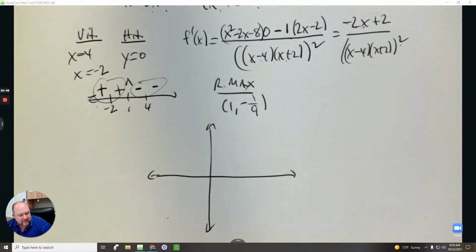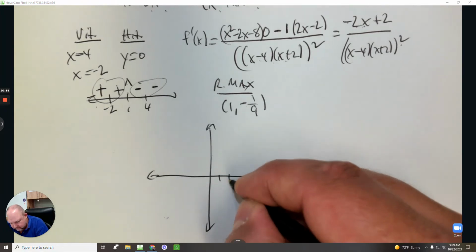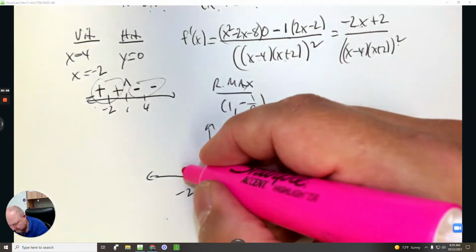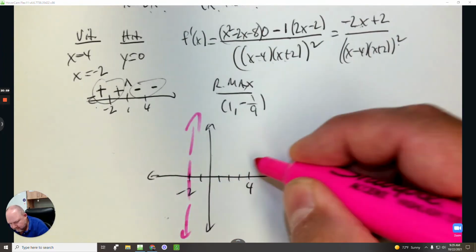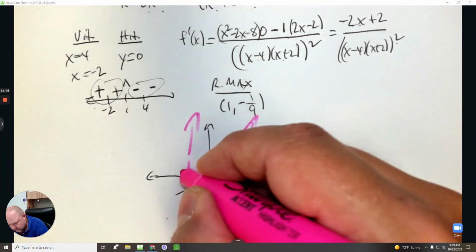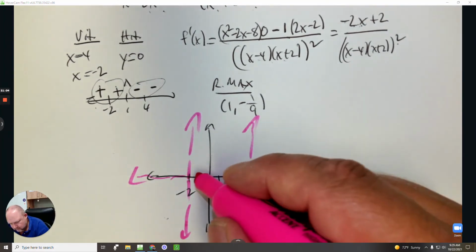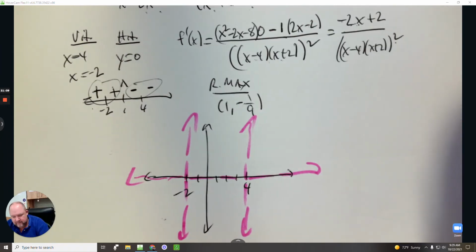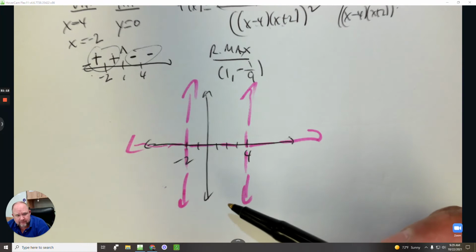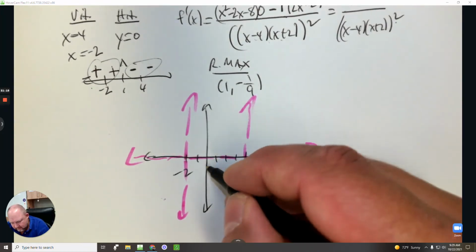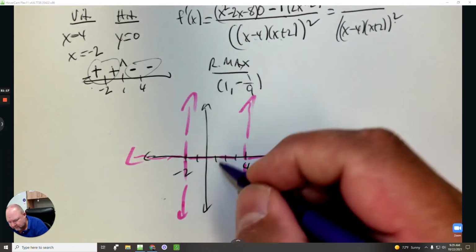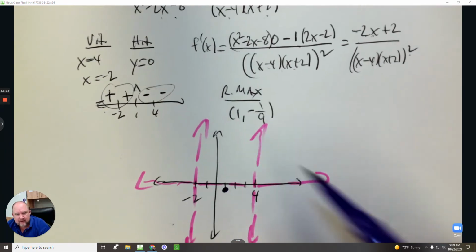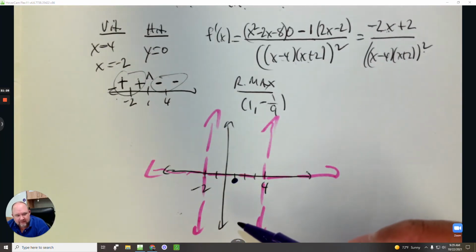So if I want to sketch this, start with the asymptotes, which are at 4 and negative 2. We also have our end behavior at 0. We have no x-intercepts because the numerator is just a number, no variables up there. So we do have a maximum at 1 and negative 1/9, so just barely below here. That's a turning point. And then we have to sketch the rest. So it's going to increase, then decrease, then so on.